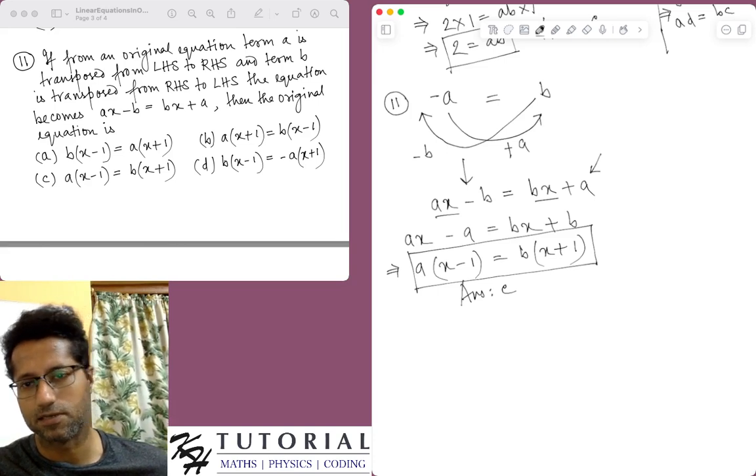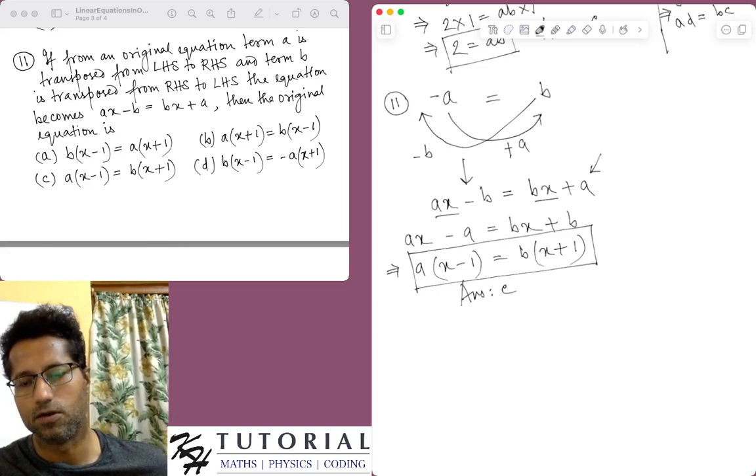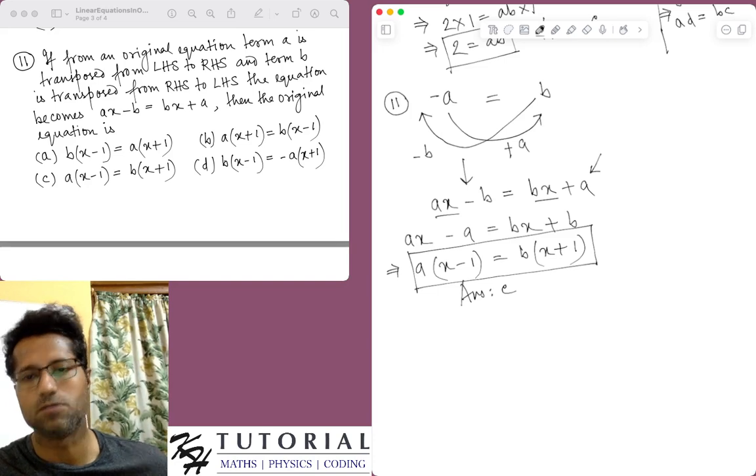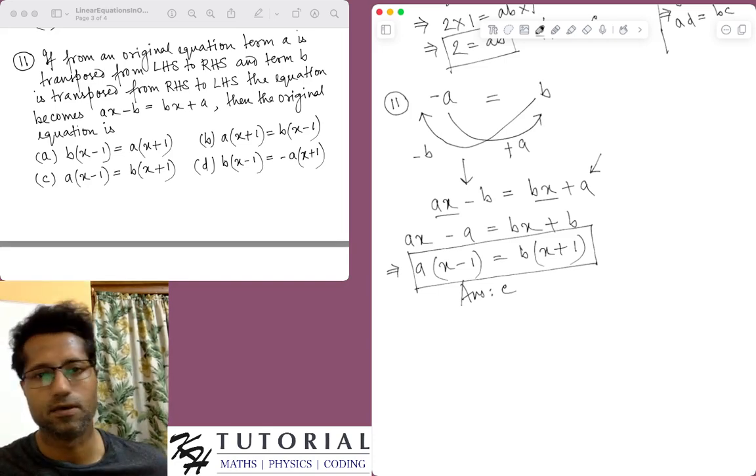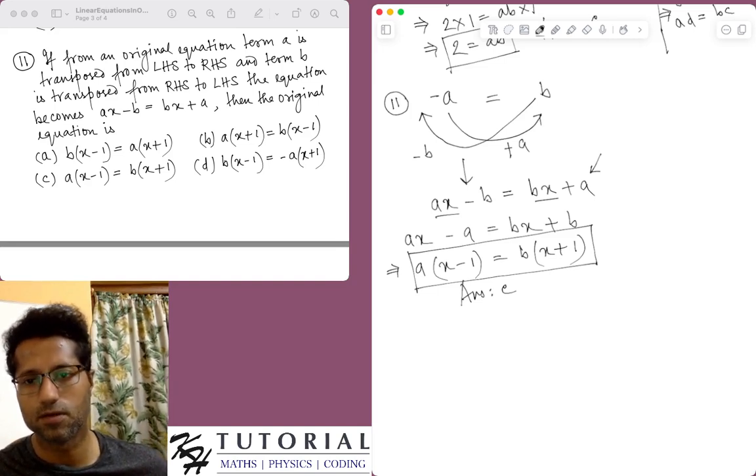Now if after transposition we see this is plus A, then definitely in the original equation in the LHS it was minus A. Only then minus A, when transposed from LHS to RHS, will become A. So in the original equation it was minus A in the LHS.